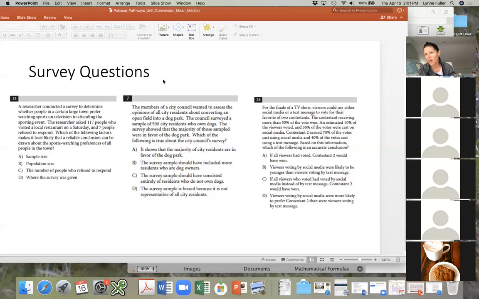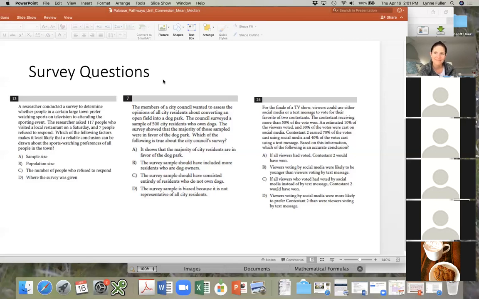The sample size is fine. If you have more than 100 people, you're getting representative opinion. You're okay. Population, we don't know the population size, and that doesn't matter. They said large town, more than 100 people surveyed, you're good. The number of people who refused to respond. I mean, if 7 people didn't want to respond and you have 110 surveys total, I think that's pretty good.